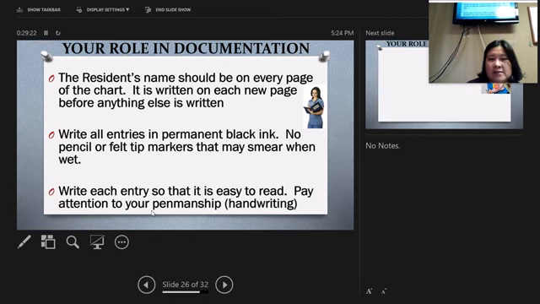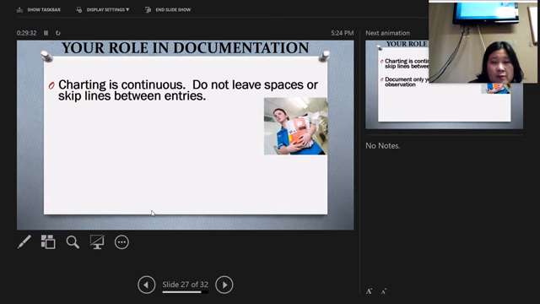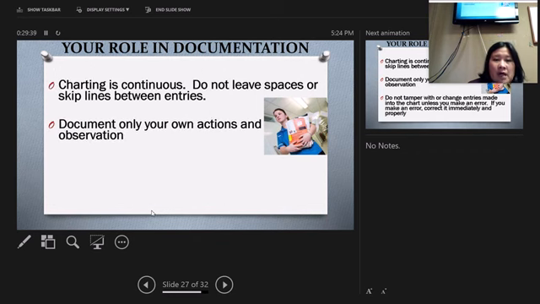Write each entry so that it's easy to read. Pay attention to your penmanship and handwriting. A lot of places have electronic charting now, so you can just type it in or press a button or press a little icon. Our charting is continuous. We're not leaving spaces or skipping lines. We're documenting only our own actions and observations, and you can only document after you've completed the task.